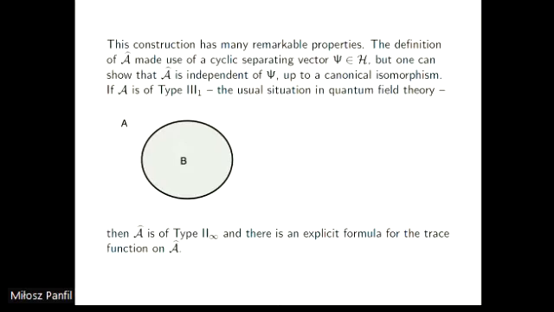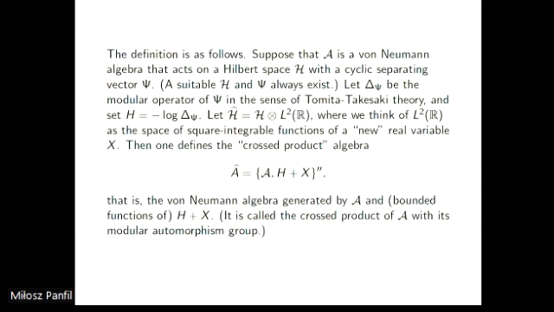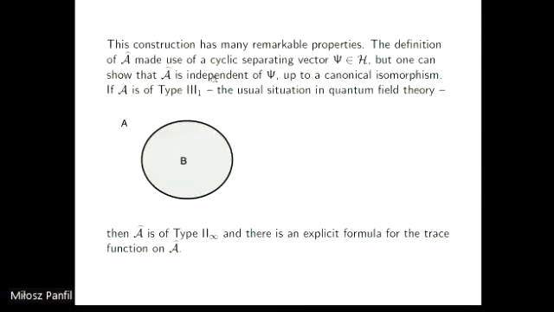So the definition made use of a cyclic separating vector, which for quantum field theory, as I said, could be just a vacuum state or any fairly generic state. But although the definition seems to rely heavily on using a particular vector, Kahn showed rather miraculously that the algebra is canonically independent of that choice. So even though it's hard to define this new algebra in a completely canonical way, the new algebra is in fact completely canonical up to a unique isomorphism.